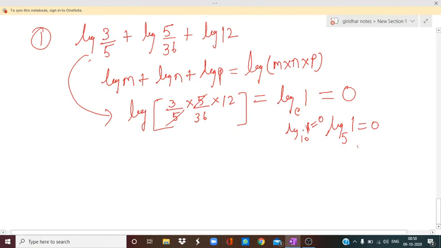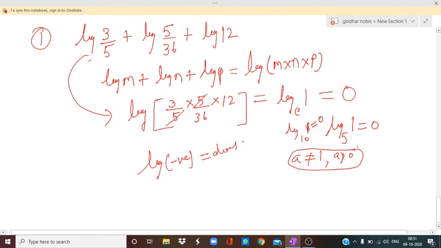Fine. Base is never 1 and base is always greater than 0. These are some tips that you always have to remember in log. Log of a negative number does not exist. Correct? Log 0 also does not exist with any base. And about base you came to know, a is never 1, a is greater than 0.